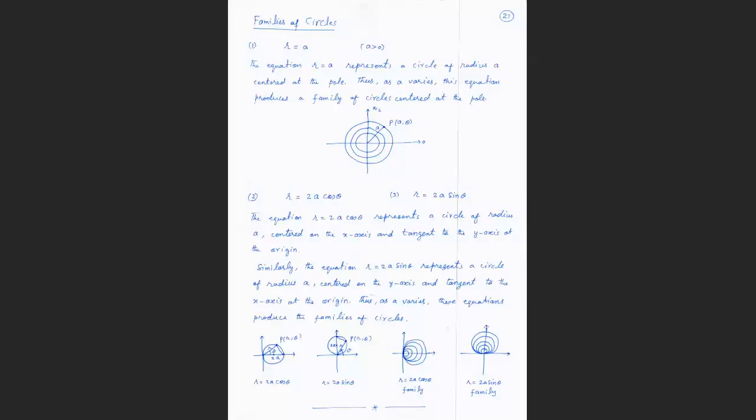Which is about the families of the circles. Okay, family of the circles. So how can we find the different families of the circle?